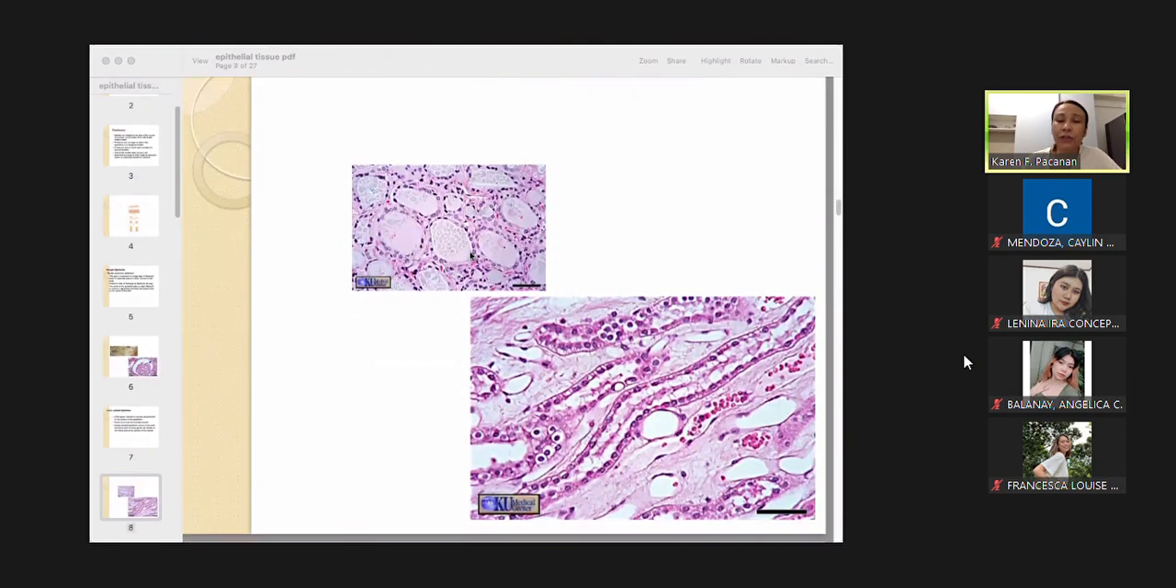In the pictures of simple cuboidal, ito yung nakita natin yesterday, which are the tubules of the kidneys. And here, lining the major salivary gland. As you can observe, the nuclei are rounded and at the same time located at the center. Nakakatulong din yung position at saka yung shape ng nuclei for proper identification. So you need to use that as part of your observations.